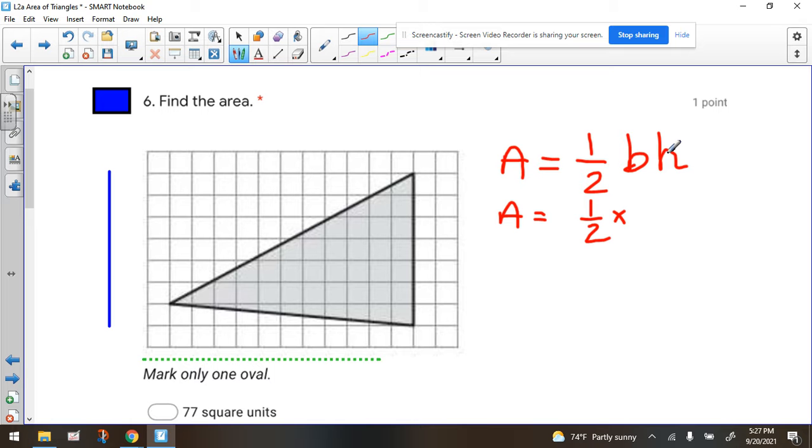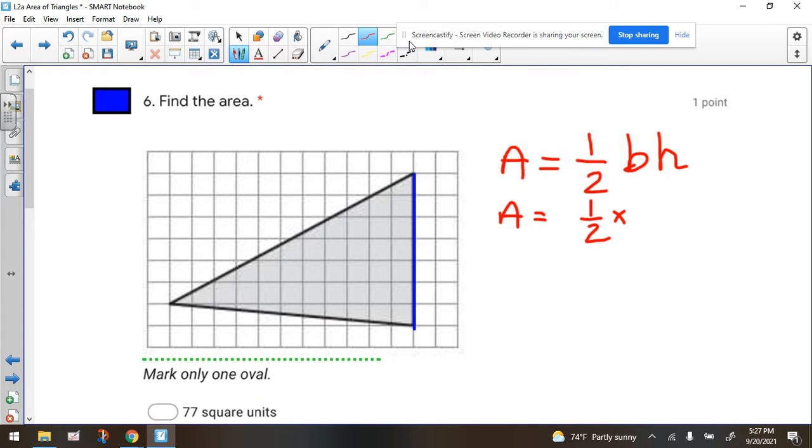So first step is to find the base. And how do we do that? We look to see which line, which side of the triangle falls directly on the grid lines. And that would be this one right here. So let me put the blue highlight on that. This would be the base because it's the only one that falls on the grid lines. So let's count how long that is. 1, 2, 3, 4, 5, 6, 7.